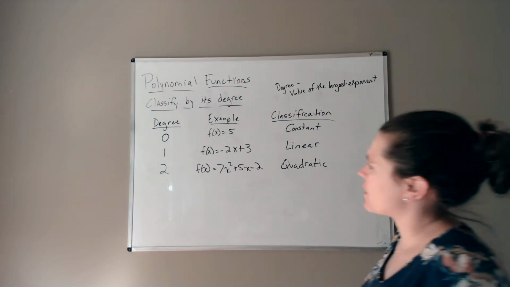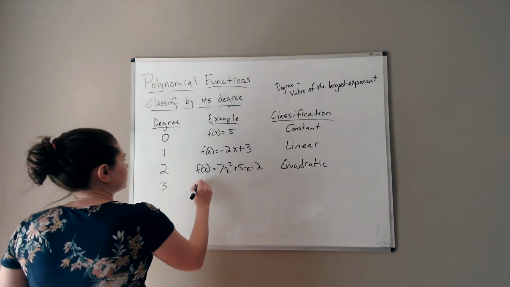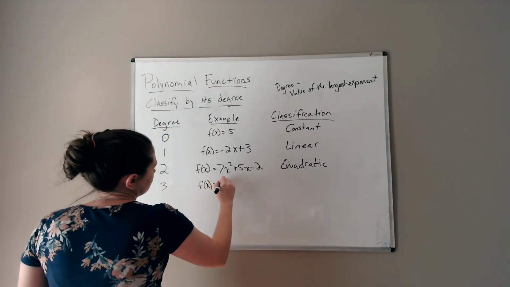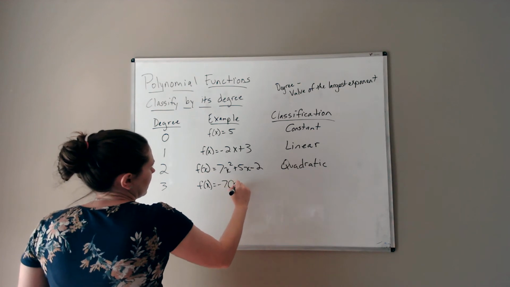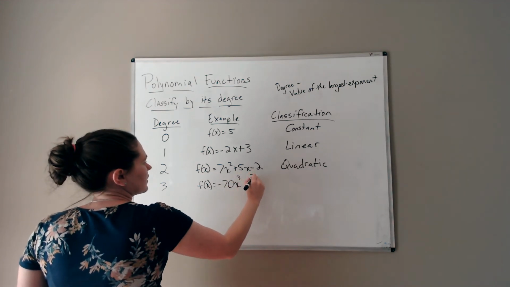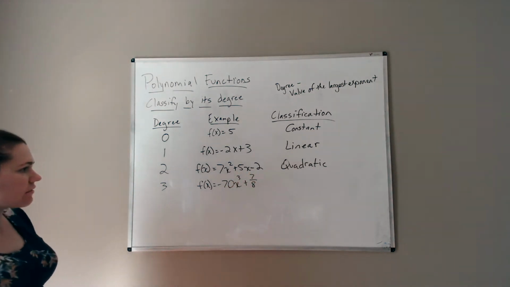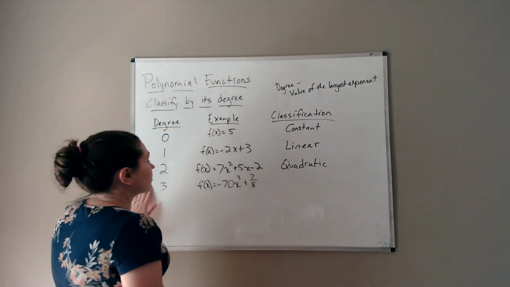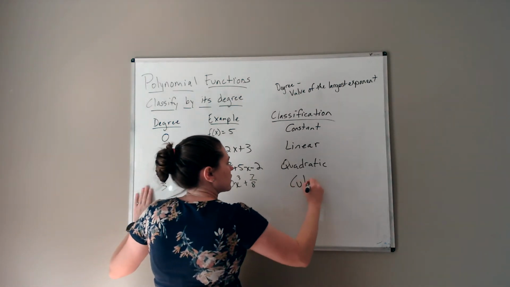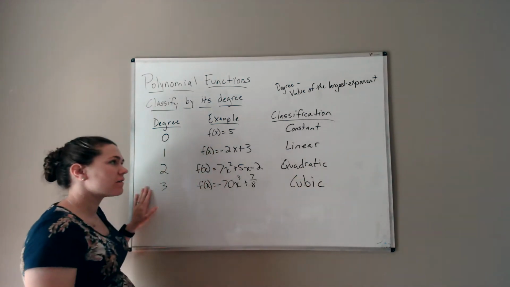So degree 3: negative 70x to the third plus 7/8. I'm using a lot of 7s here. Okay, a third degree is called a cubic function.